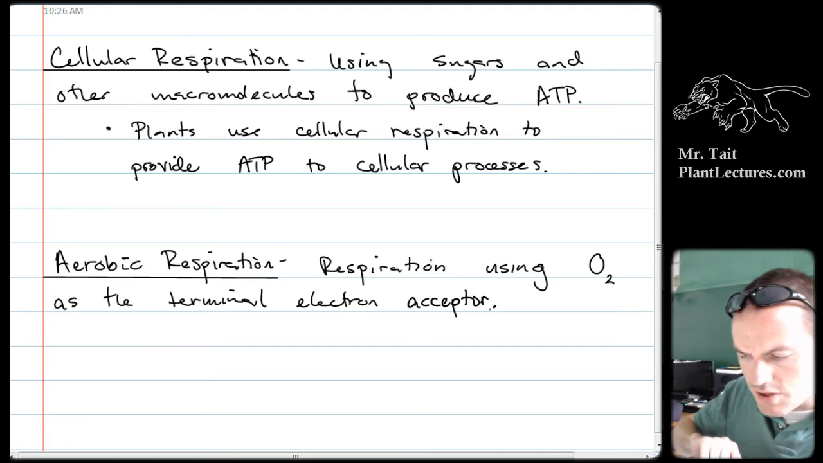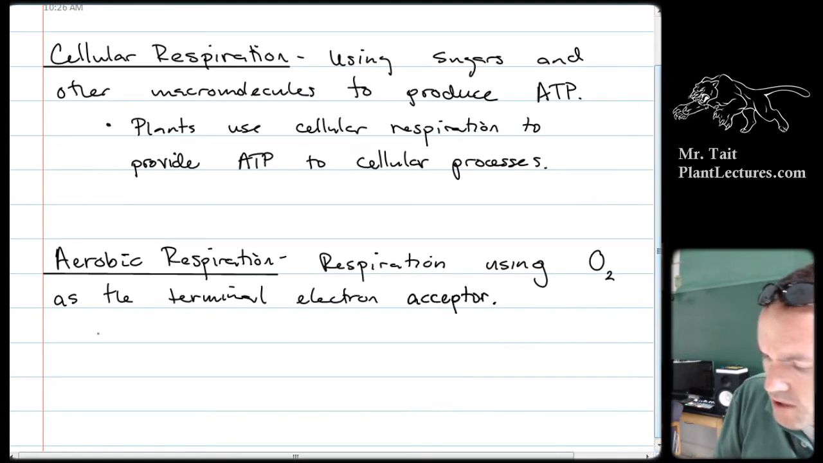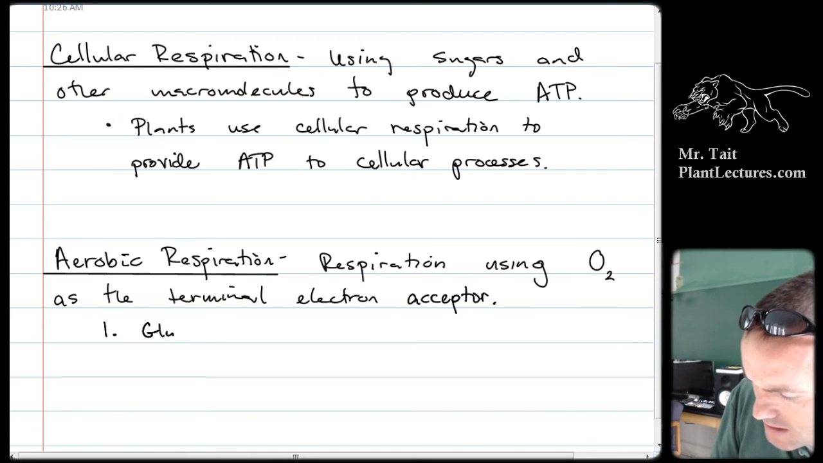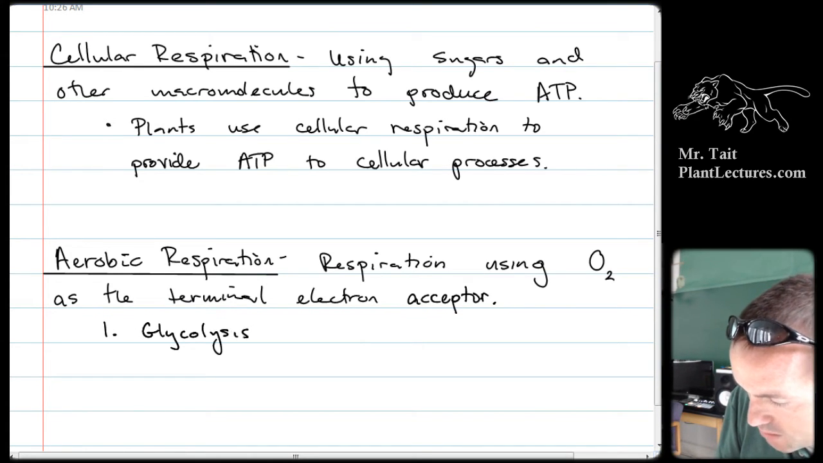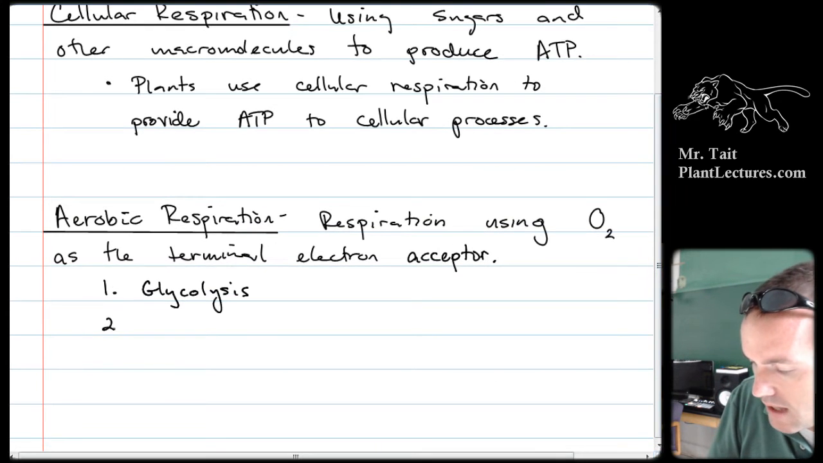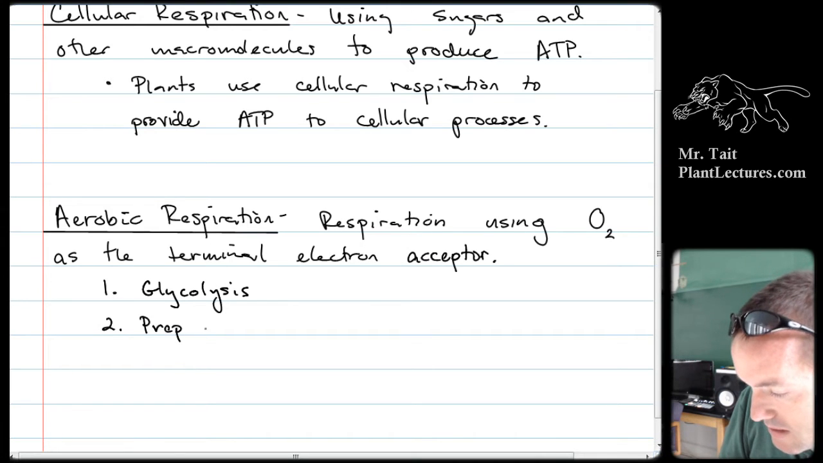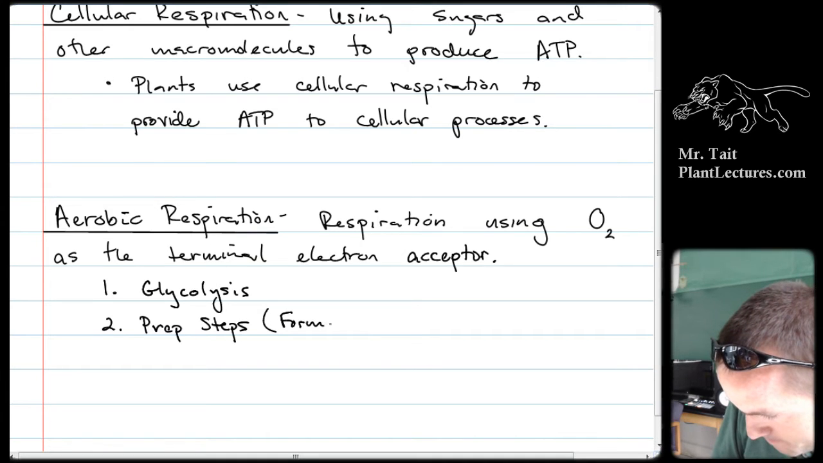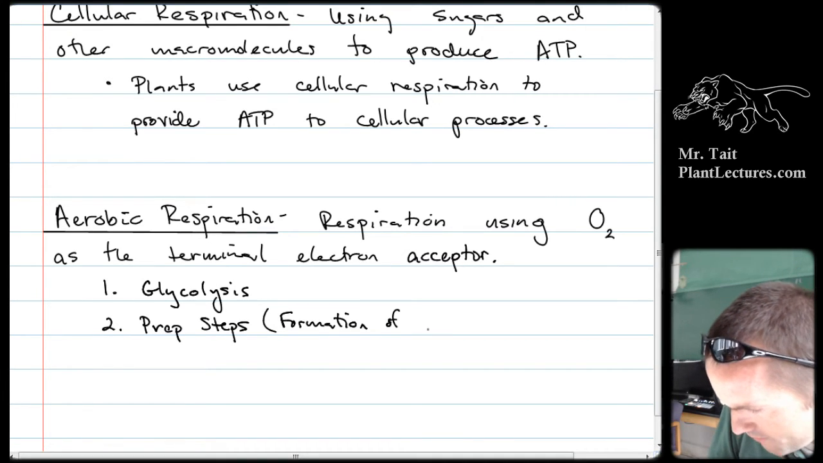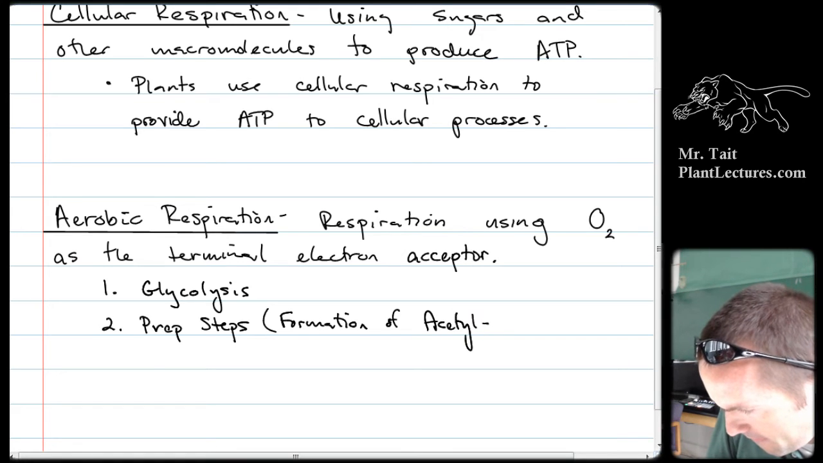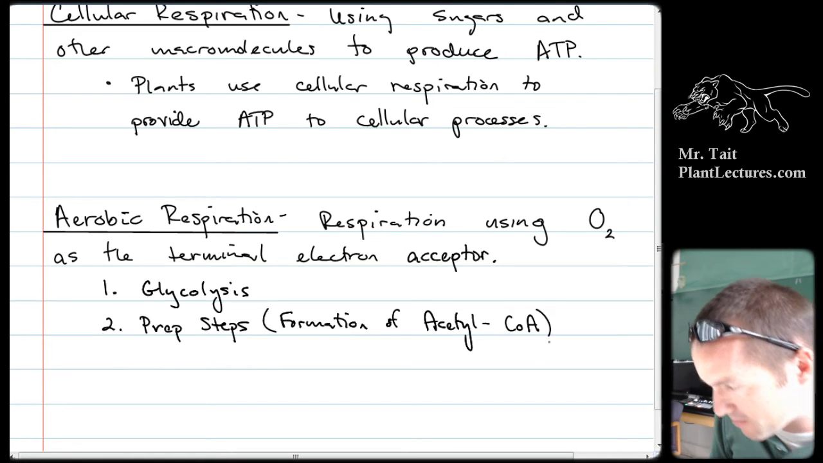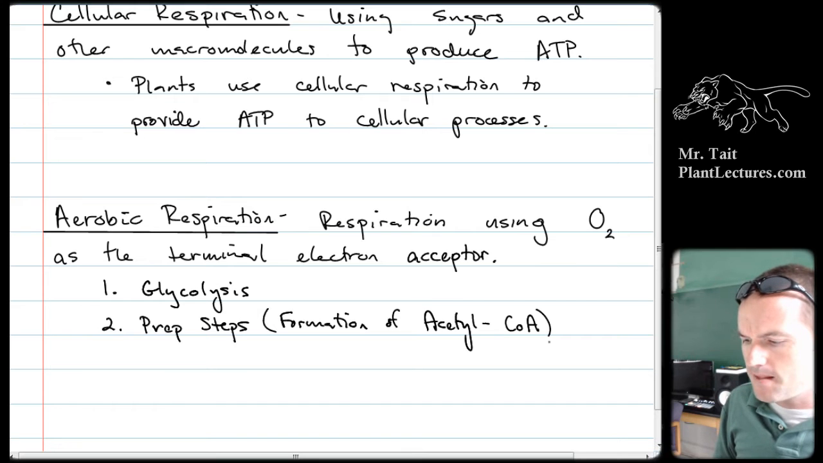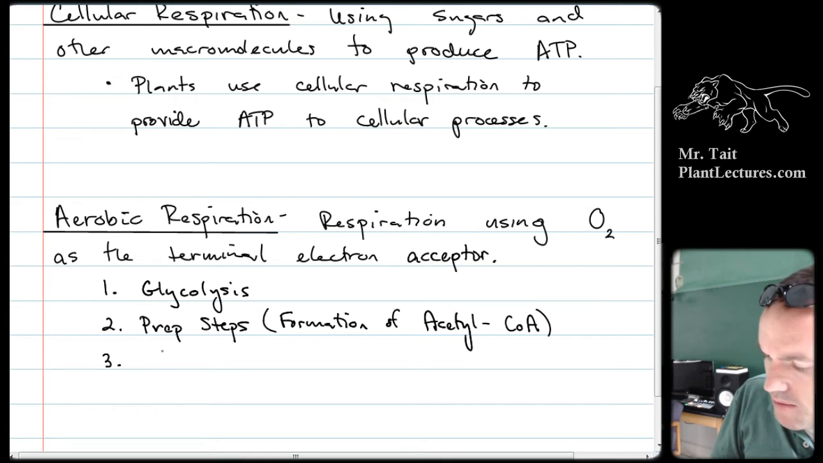Okay? So there are 3 steps to aerobic respiration. Step 1 is called glycolysis, which is the initial breakdown of sugar, which is what we're going to focus most on today. Number 2, though, is called the prep steps or the preparatory steps. And it's sometimes also just called the formation of acetyl coenzyme A or acetyl-CoA. Then you've got step 3, which is called the Krebs cycle.